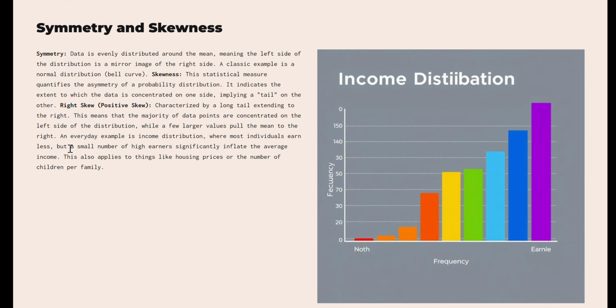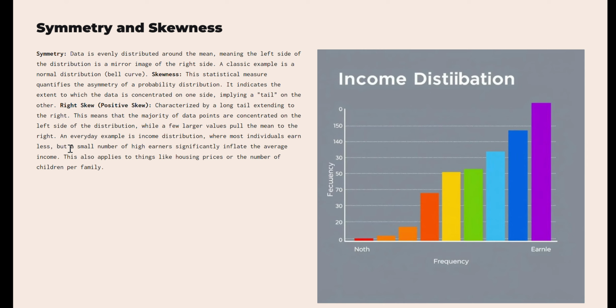Now we'll discuss what skewness is. Skewness is the statistical measure which quantifies the asymmetry of the probability distribution. It indicates the extent to which the data is concentrated at one side of the graph, implying a tail on the other. There are two types of skewness: right skewness, that is positive skewness, and left skewness, that is negative skewness.